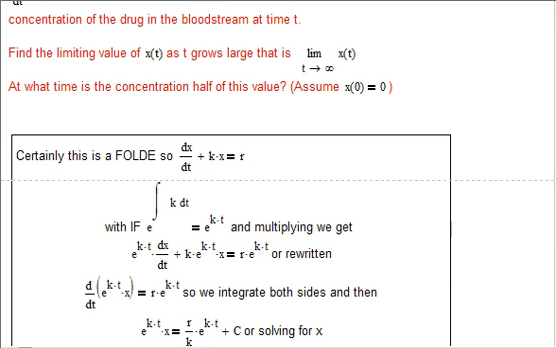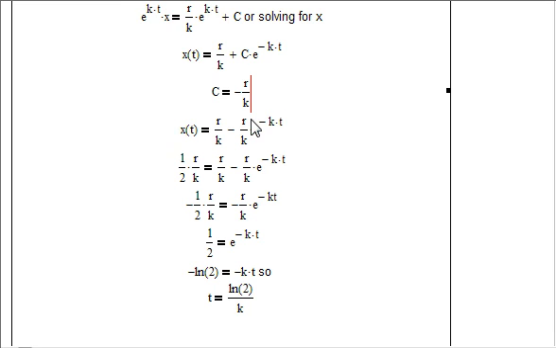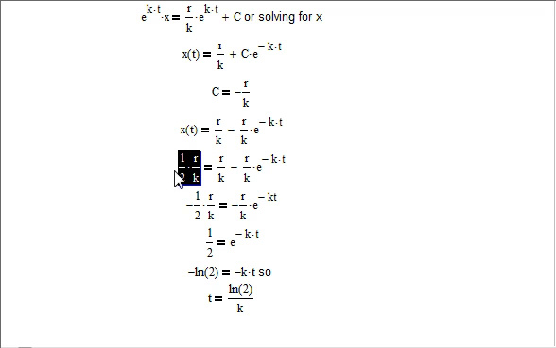And finally it says, at what time is the concentration half of this value? So that's half of r over k, and so we just plug into our equation. Instead of x of t, we say a half of r over k, right? And then find out what the t is. So if we plug in, half of r over k equals r over k minus r over k times e to the negative kt. Subtract r over k from both sides, we get negative a half r over k equals negative r over k e to the negative kt. Divide both sides by negative r over k.